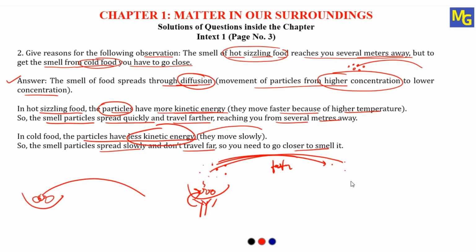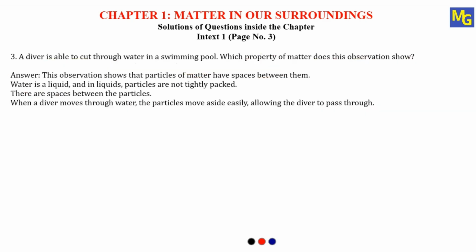Now we are going to move on to question number 3. Question number 3: a diver is able to cut through water in a swimming pool. Which property of matter does this observation show? A diver means the person who is swimming. Whenever a person is swimming in the water, he can cut the water and dive or swim faster. So which property of matter can you relate this with? The answer is, this observation shows that particles of matter have space between them.